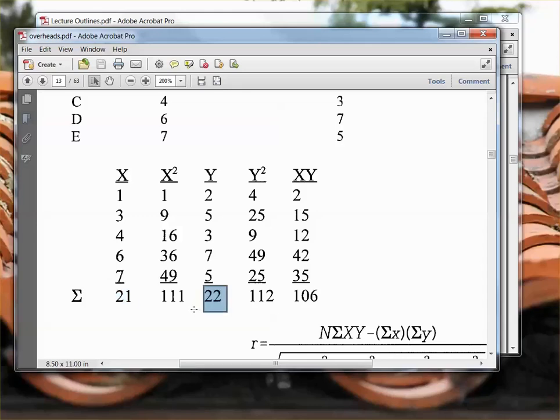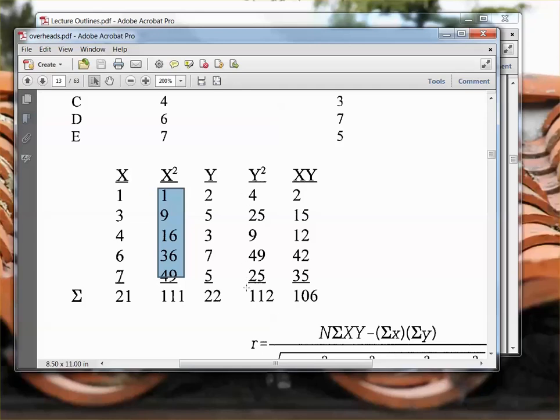Now, if you go back and look at the formula, we need x squared. So 1 squared, 3 squared, 4 squared, 6 squared, 7 squared. That's where those values came from. When you add these up, you're going to get 111. Same thing for y. 2 squared, 5 squared, 3 squared, 7 squared, 5 squared.